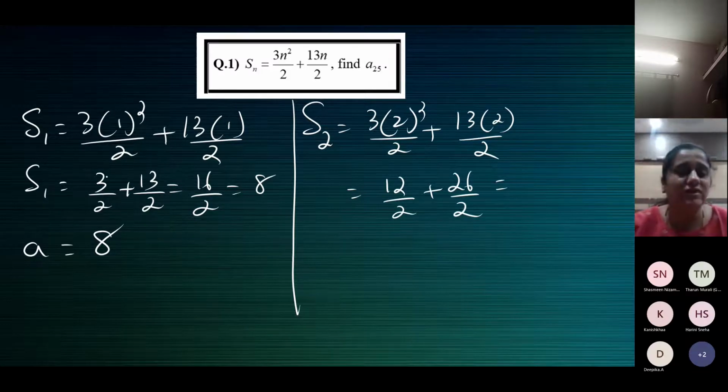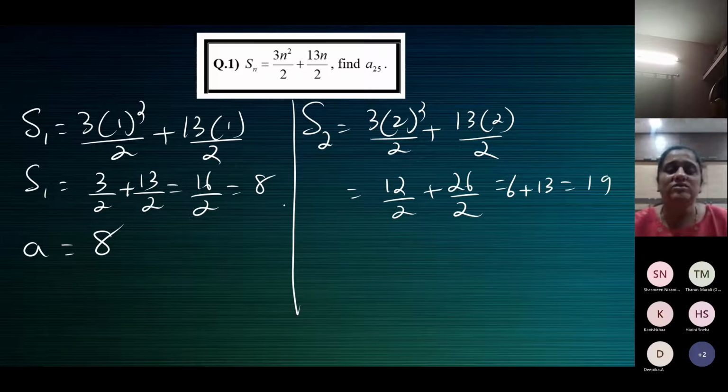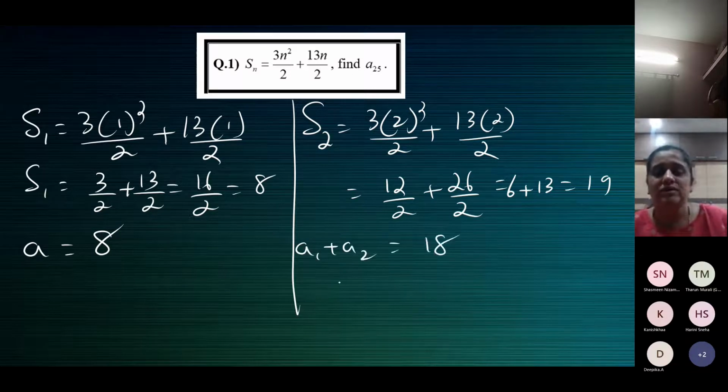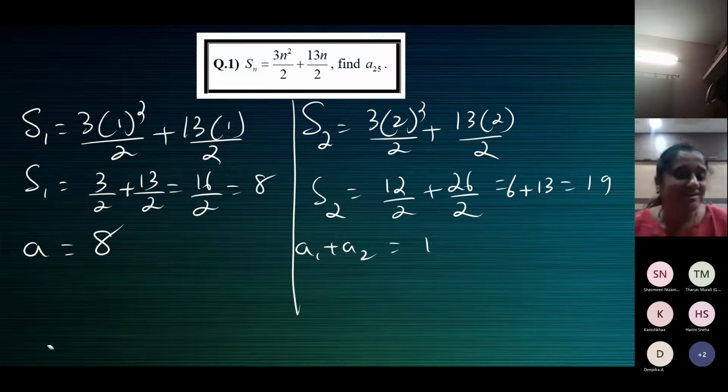You can do it like this. These were odd, no, 3 by 2 and 13 by 2. So I added and then divided by 2. This one, 12 by 2 is 6 and 6 plus 13, so this is 19. S2 means what? The sum of the first two terms. So A1 plus A2 is equal to 19. Sorry, S2. See, if I make a mistake, it'll take a little longer.